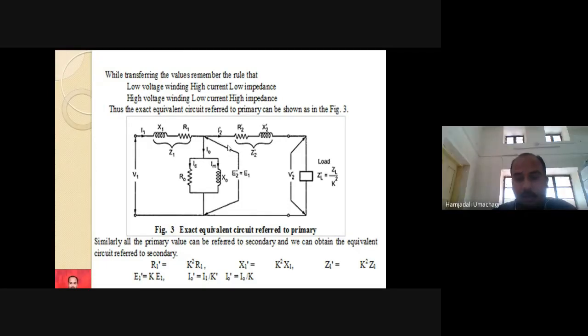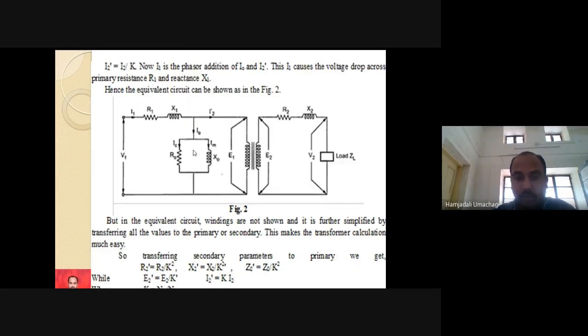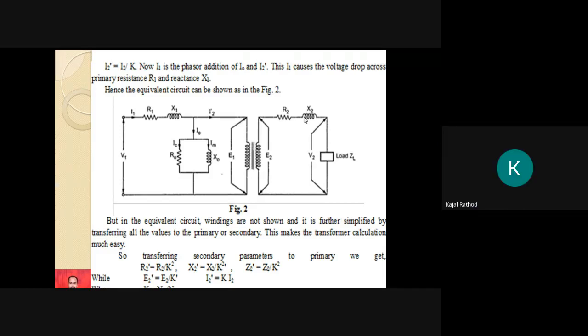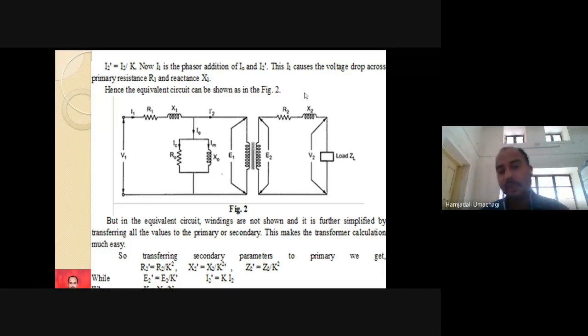Okay. Now in the same way, like how I have transferred from secondary to primary, in the reverse way also I can do. What is that reverse order? I can transfer all these primary parameters to the secondary. Which direction am I moving now, forward or backward? Forward. I am moving in the forward direction. So whenever we are moving from primary to secondary, you get another equivalent circuit, that is the equivalent circuit referred to secondary side.